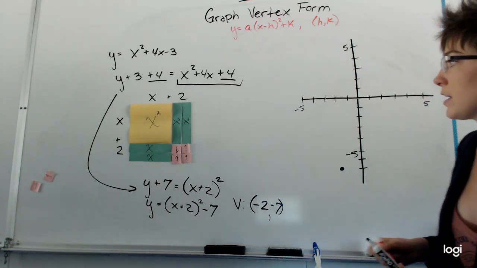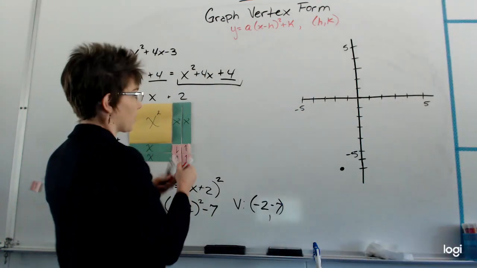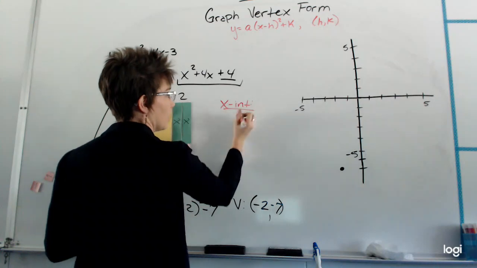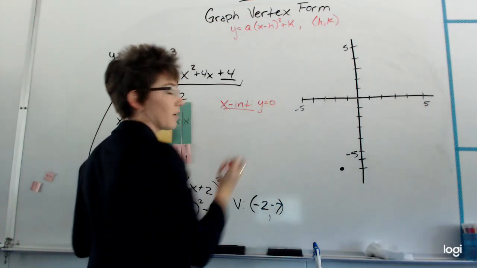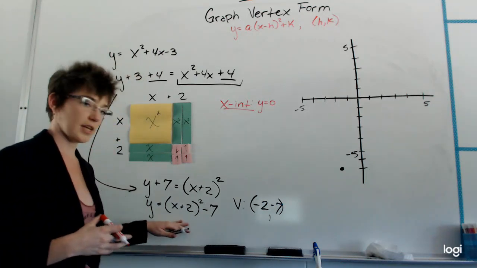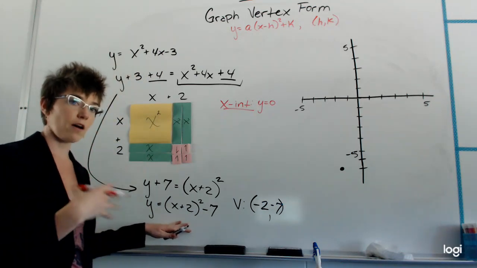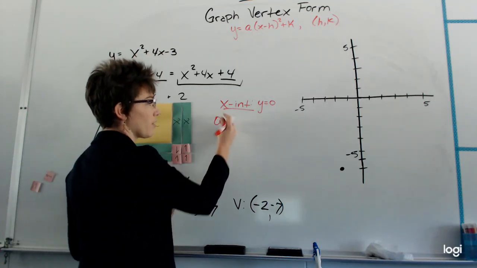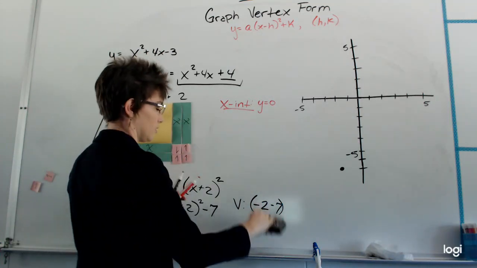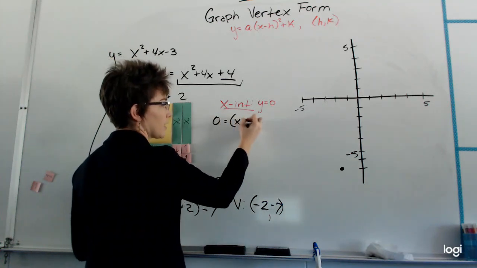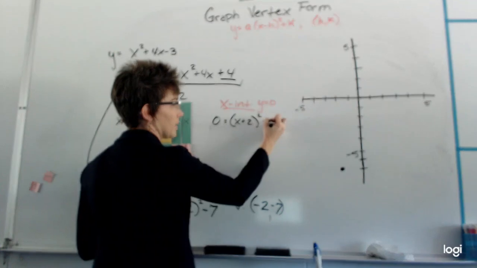If I want to find x-intercepts, that's a matter of solving for when y is equal to 0. And you can do this a number of ways, but I'm going to show you how to take your vertex form and solve for 0 using vertex form. So I'm going to plug in 0 for y, actually. And I have x plus 2 squared minus 7.